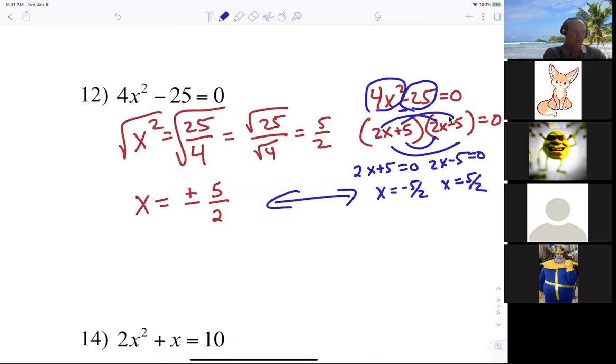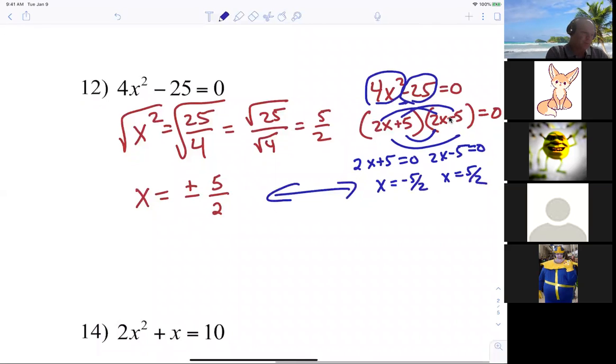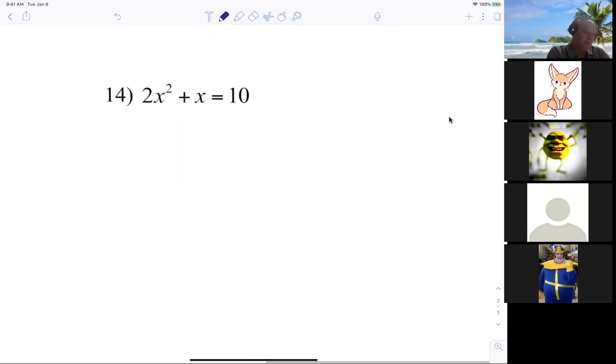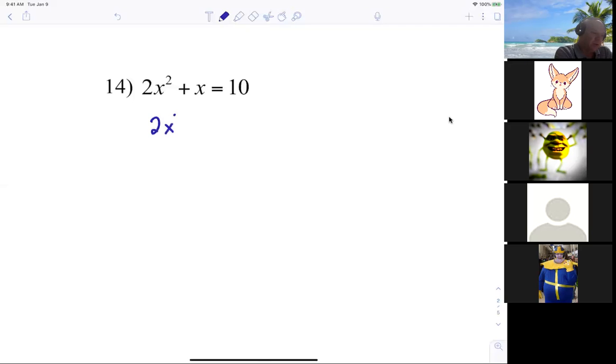We could also do the quadratic formula. We would get the same answer. But again, I'm about how easy it is. All right. Number 14. Now it's not set equal to 0. So we have to set it equal to 0. So 2x squared plus x minus 10 equals 0.